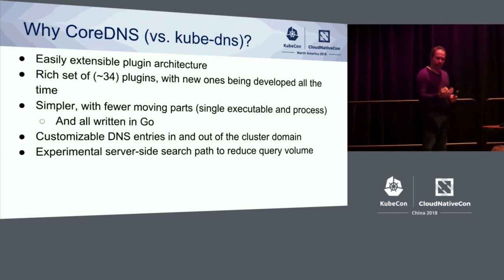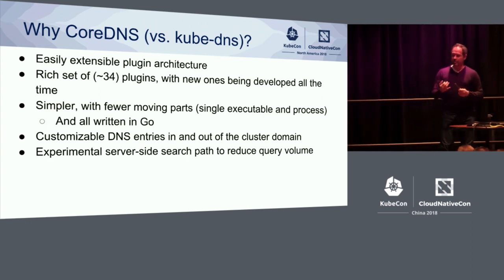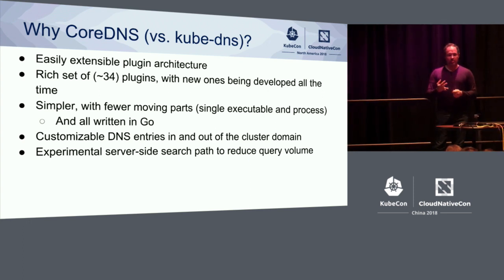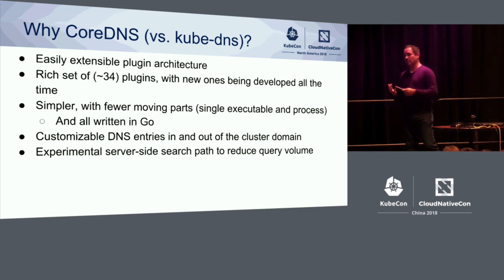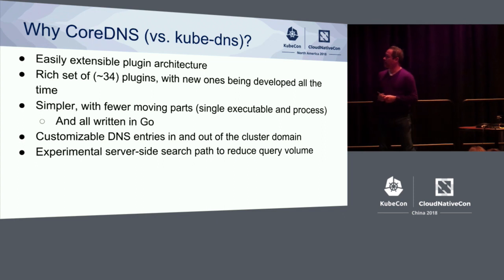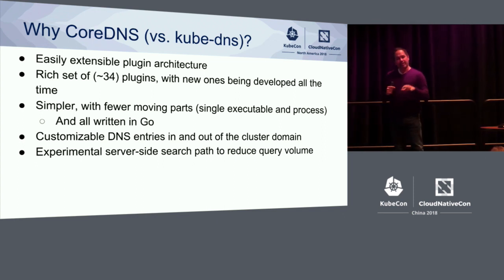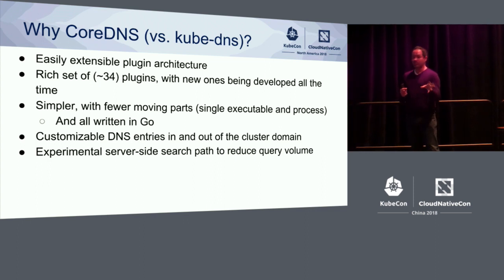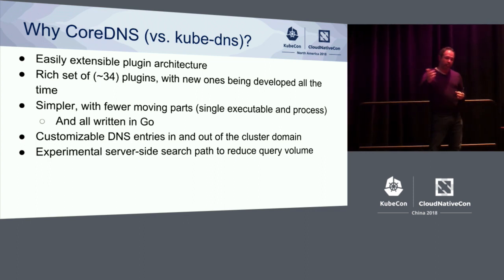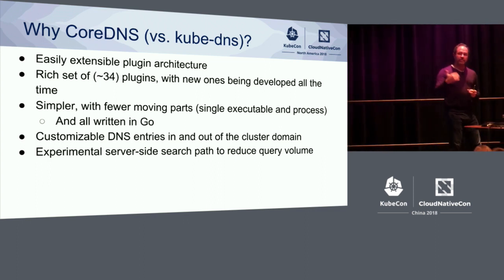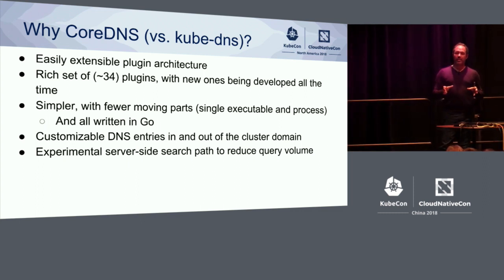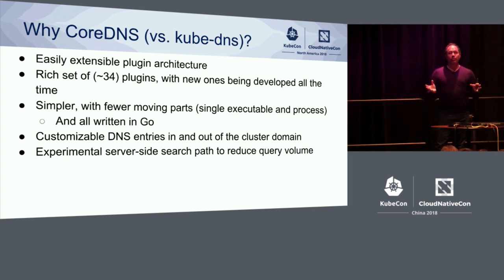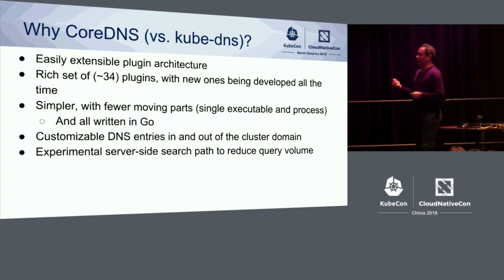kubeDNS was, I think, 3 different executables. It was kubeDNS itself, it was DNS mask, as well as a sidecar application. And some of those were written in C, not in Go. And there are a couple of other things that are maybe in the category of esoterica, but still worth mentioning. Customizable DNS entries. For example, if you want to add static DNS data within the cluster domain that's completely unrelated to the service discovery stuff, you can do that, which is a pretty powerful thing to be able to do.